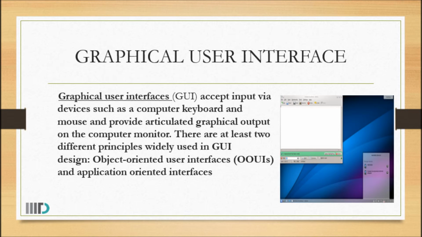Graphical user interface. GUIs accept input via devices such as computer keyboard and mouse and provide articulated graphical output on the computer monitor. There are at least two different principles widely used in GUI design: object-oriented user interfaces and application-oriented interfaces.